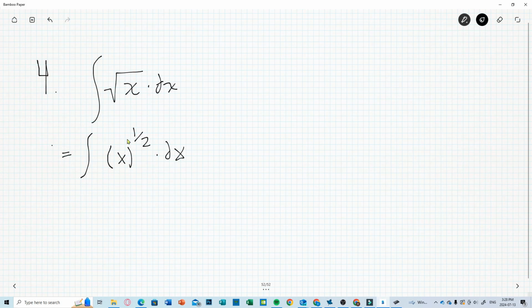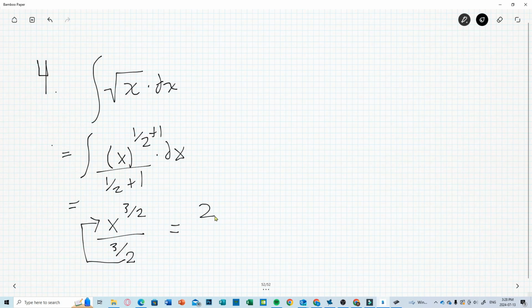Now what we can do here is our normal integration, where we add 1 and we divide it by 1/2 plus 1. So now we're going to have x to the 3/2 divided by 3/2. But we know by fractions, the 2 will be brought up here, and our final answer will be 2 over 3 multiplied by x to the 3/2.